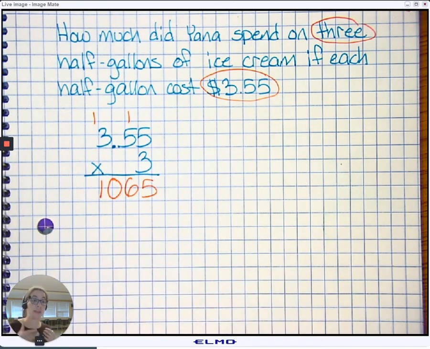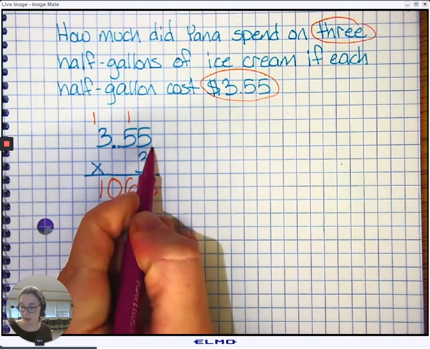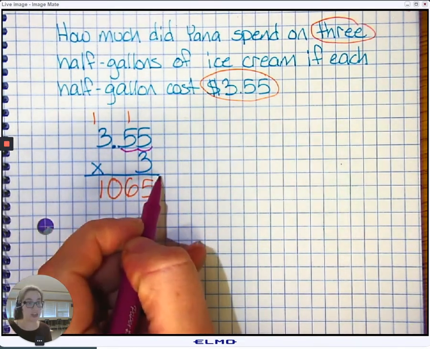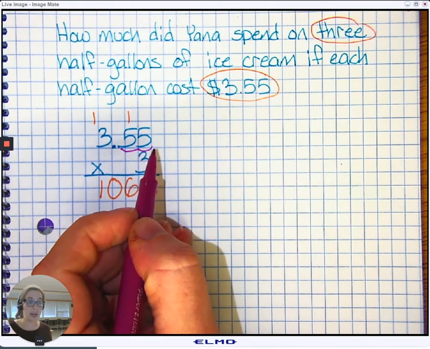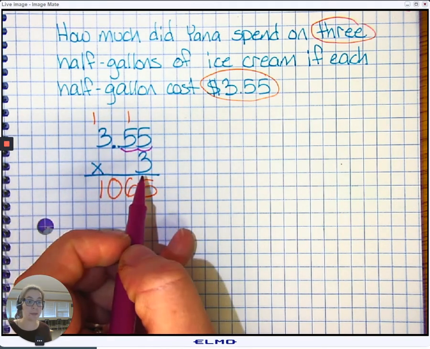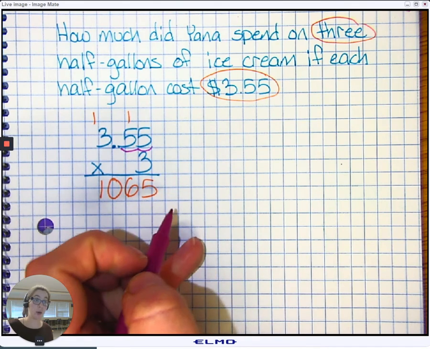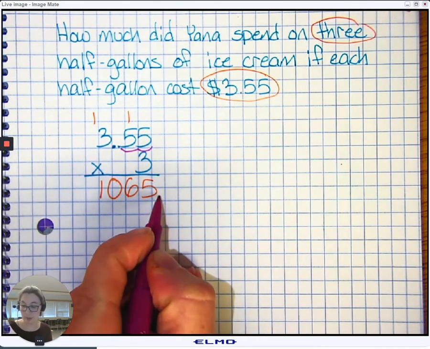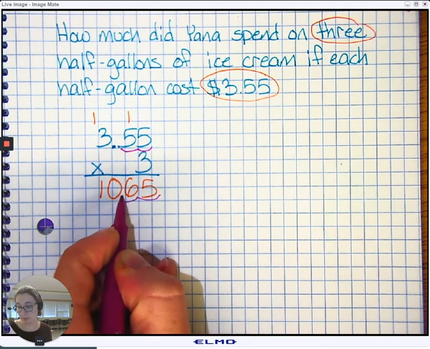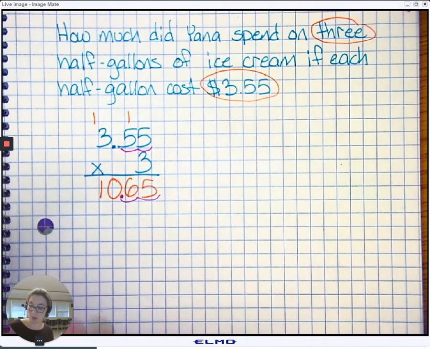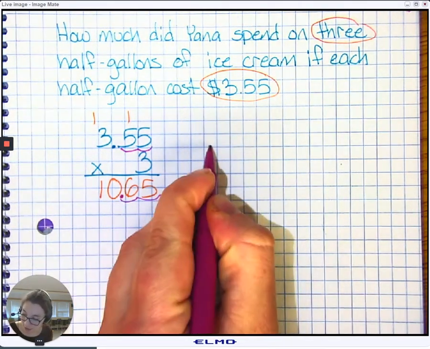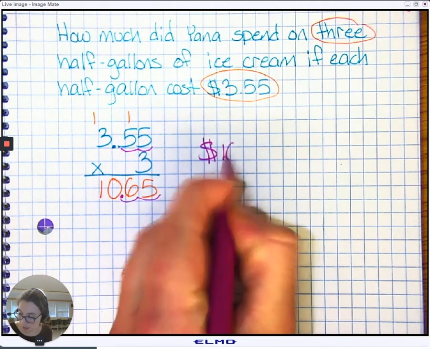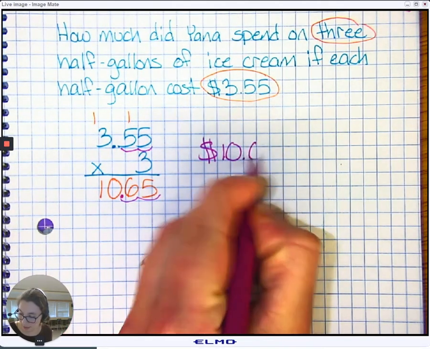Well, I'm going to count the number of decimal places. There's 1 here and 1 here. There are no decimal places after the 3, so we've just got 2 decimal places in our factors, which means I'm going to have 2 decimal places in our product. So we're going to start from the right and go 1, 2, and I'm going to put it right there. So, how much did she spend on her 3 half-gallons of ice cream? $10.65.